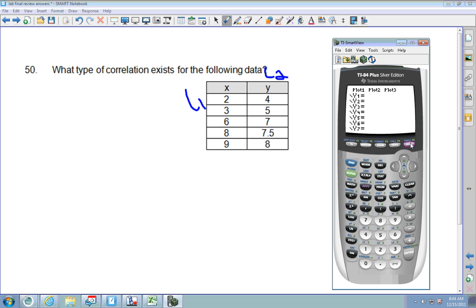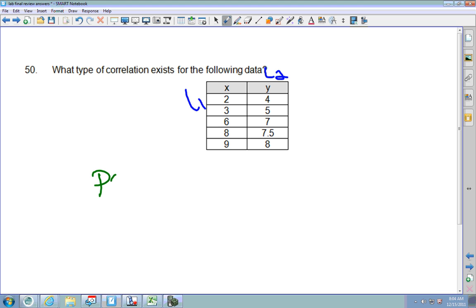Now if I go to graph it, oh, I got to move that equation out of there. If I go to graph it, do I see the points? No, what do you have to do? You have to turn on your stat plot. So I'm going to go second y equals, enter, enter. Now let's graph it. I do see these points. If I want to see them better, remember we can press zoom 9. What type of correlation is that? It's going up from left to right, so it is a positive correlation.